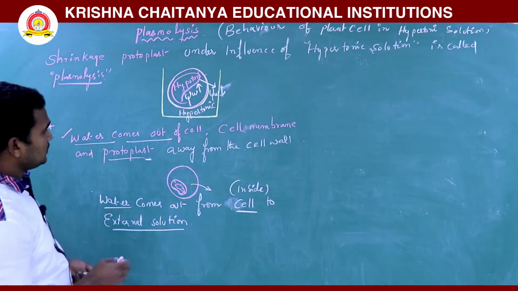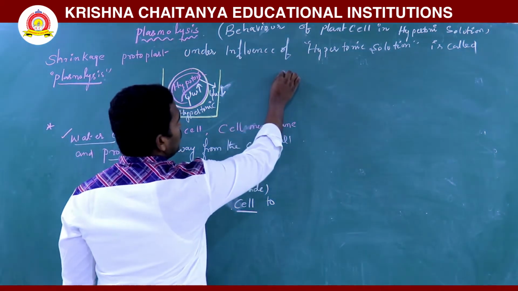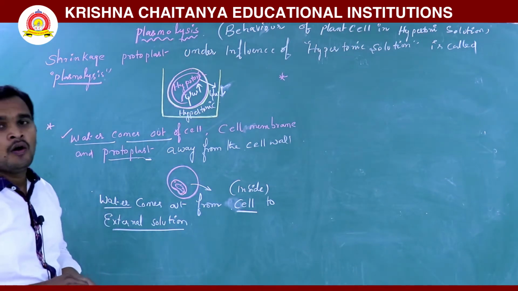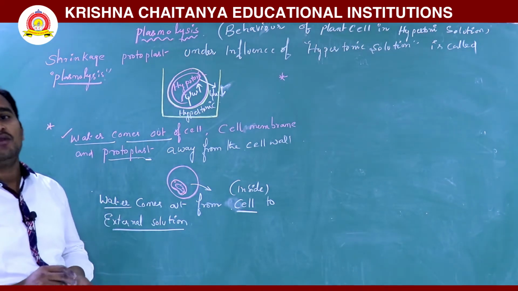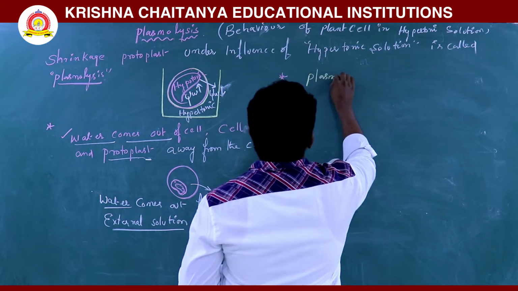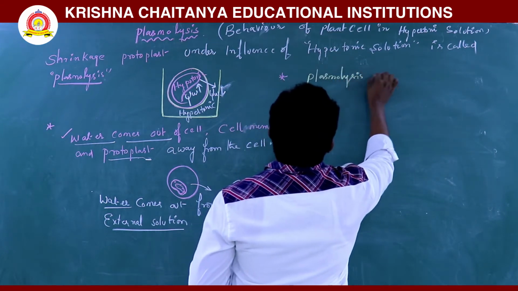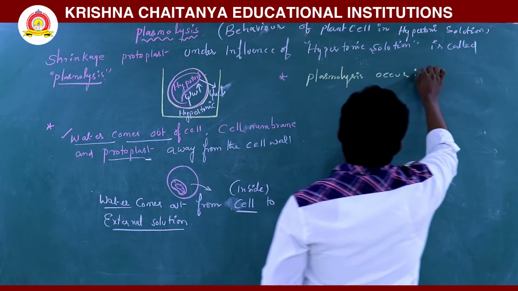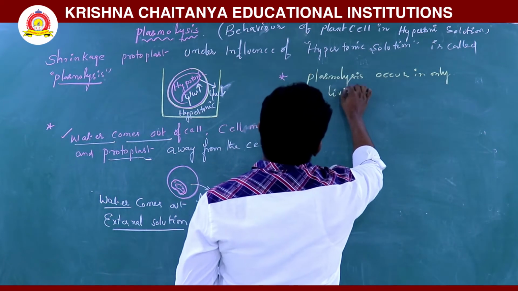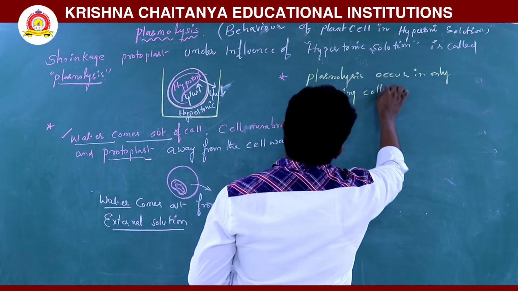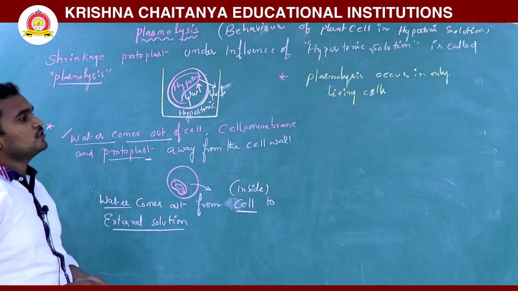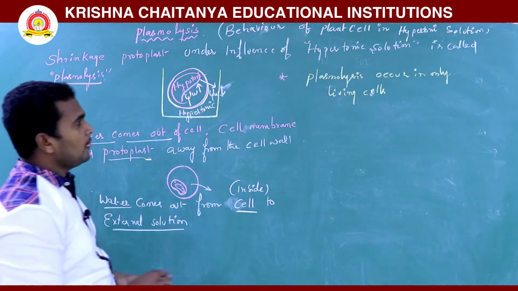Next, in plasmolysis, plasmolysis occurs only in living cells. It is a characteristic feature of living cells.